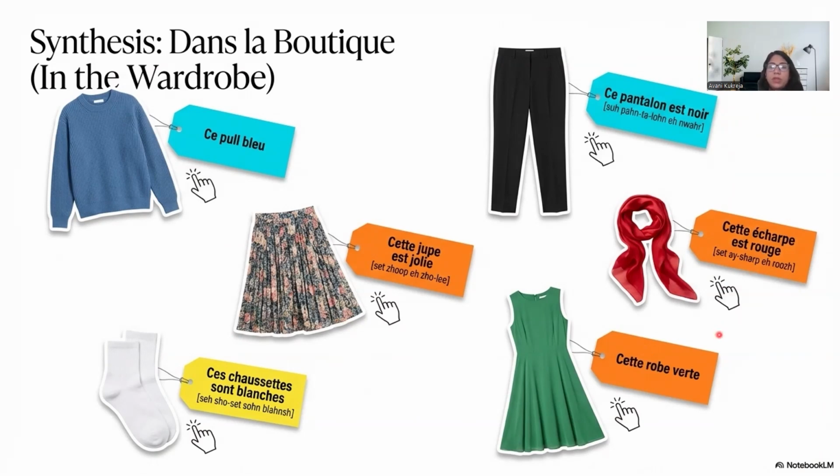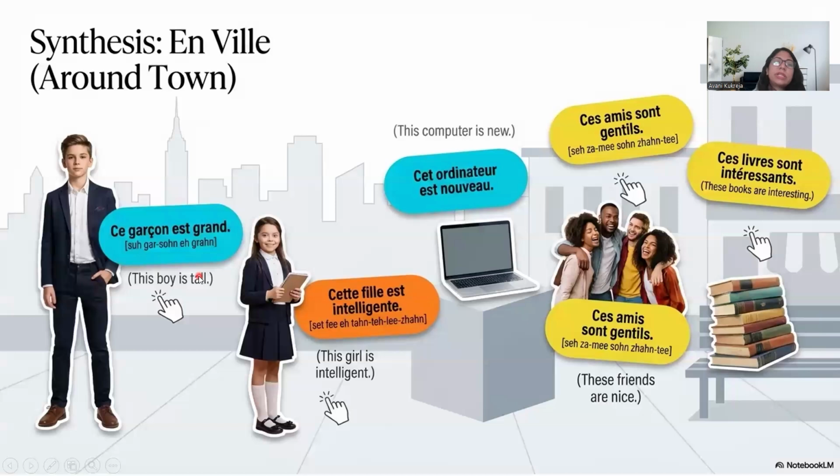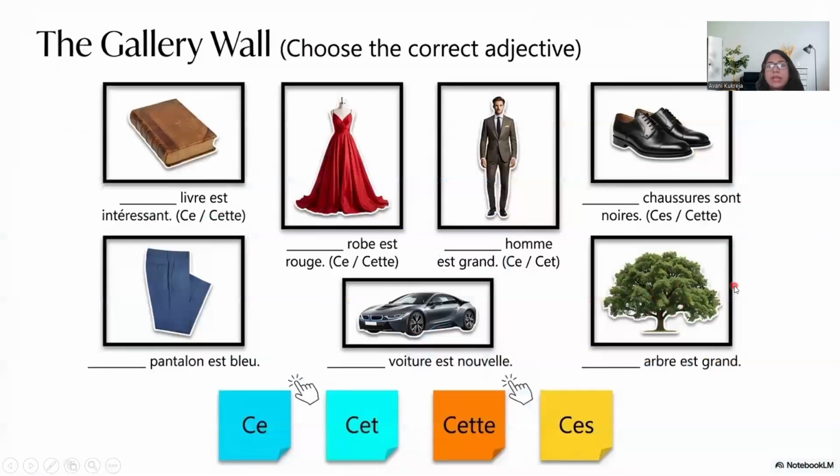All right, a few more examples. You can continue repeating with me. Ce garçon est grand. Cette fille est intelligente. Cet ordinateur est nouveau. Ces amis sont gentils. Ces livres sont intéressants. So, a few examples for you.